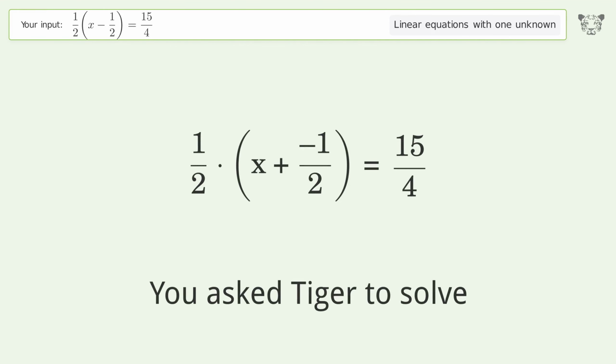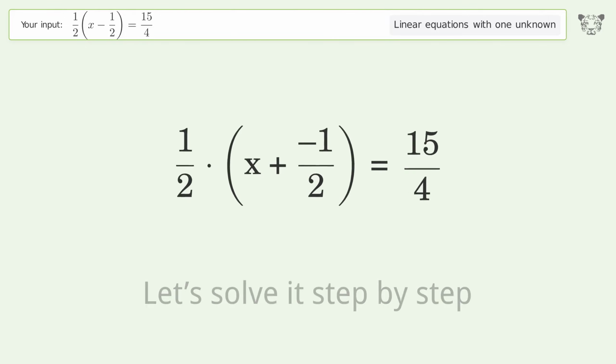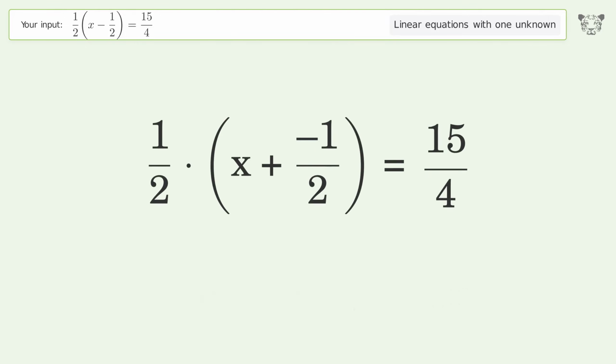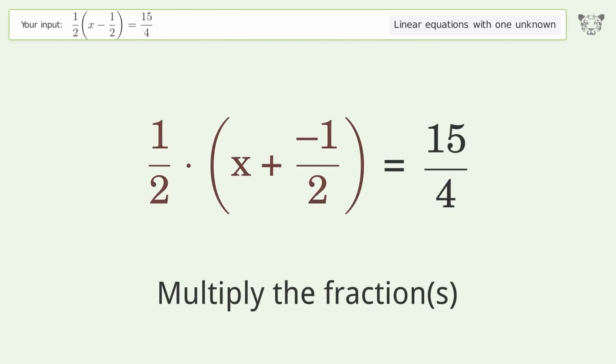You ask Tiger to solve. This deals with linear equations with one unknown. The final result is x equals 8. Let's solve it step by step. Simplify the expression. Multiply the fractions.